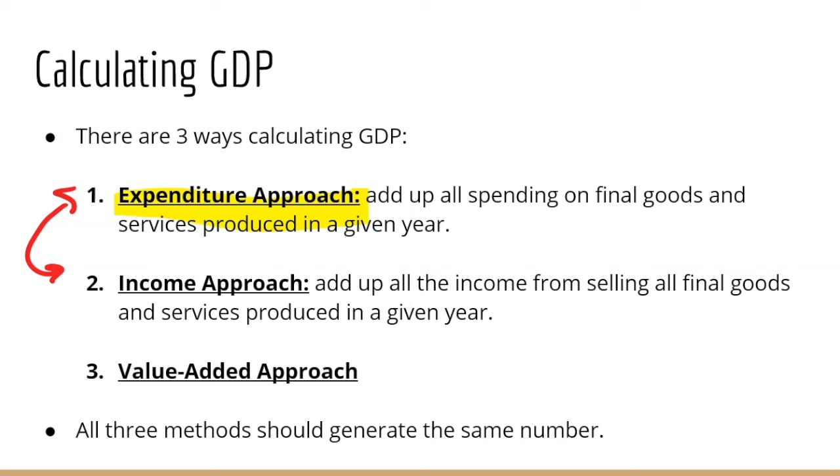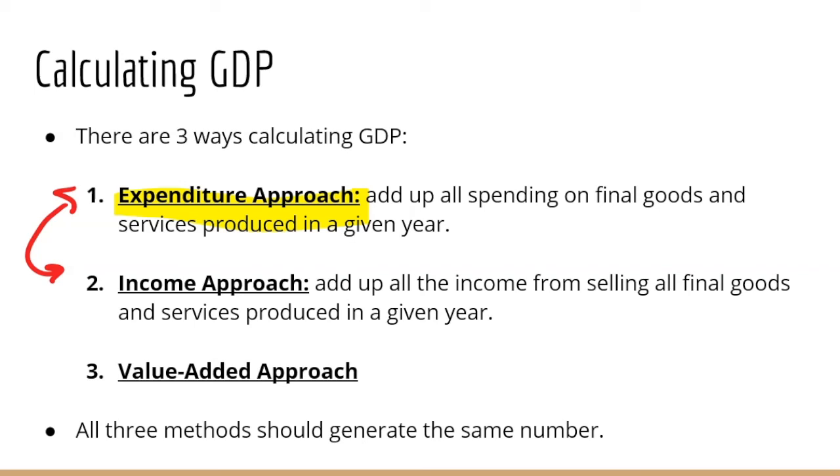And lastly is value added. You don't necessarily need to know that, so we're not really going to go over it. But at the end of the day, no matter which way you calculate GDP, you should get to the same number. If you use the expenditure approach, the income approach, or the value added approach, you're going to get the same exact calculation of the GDP.